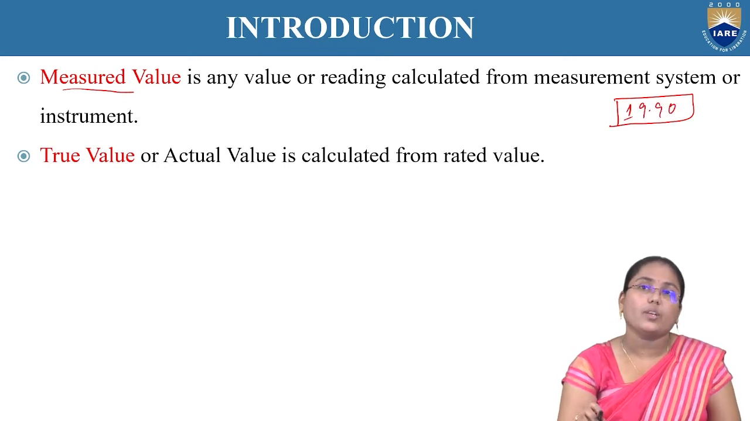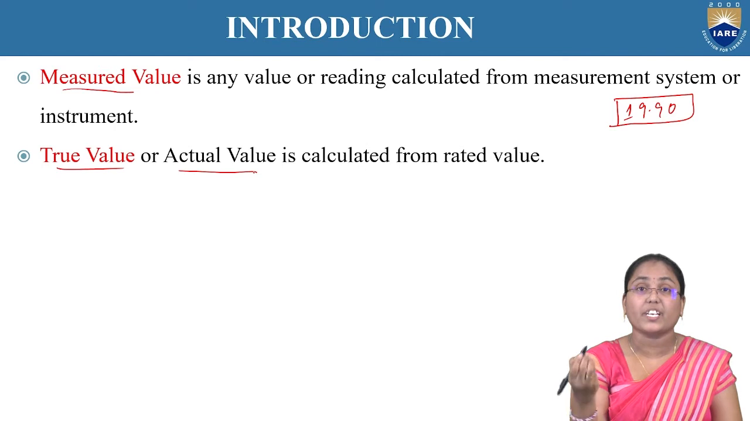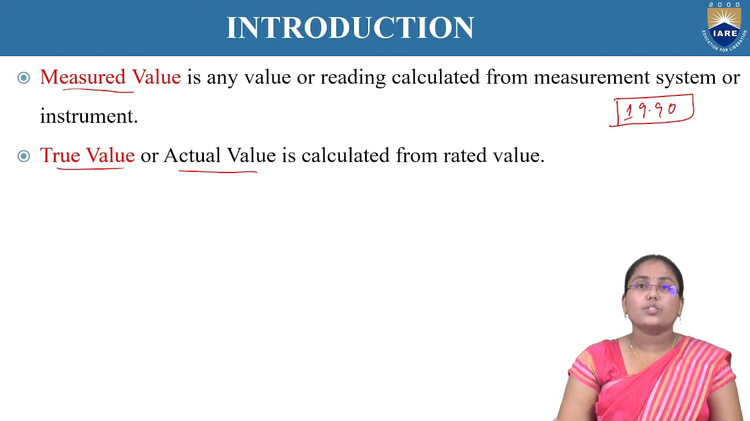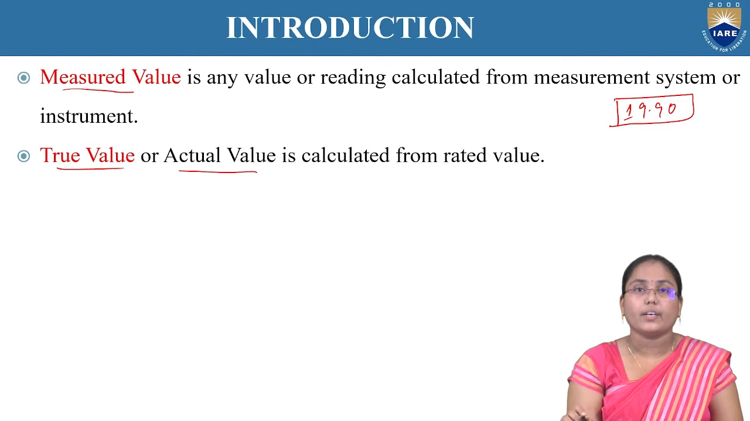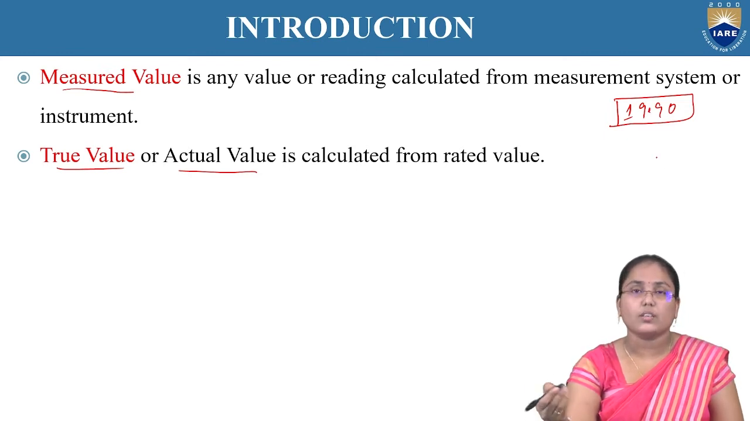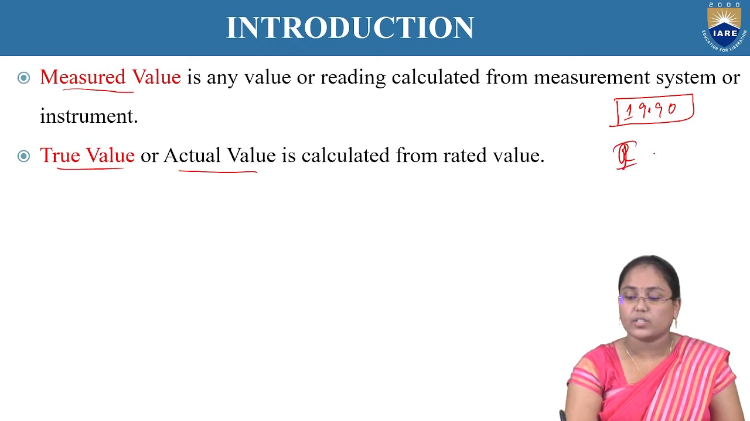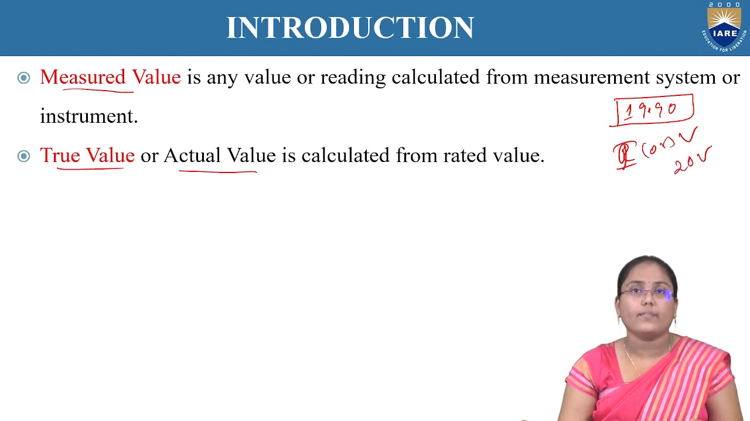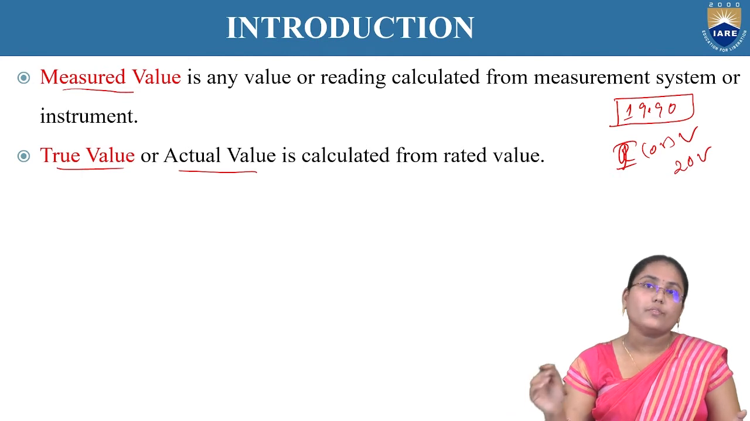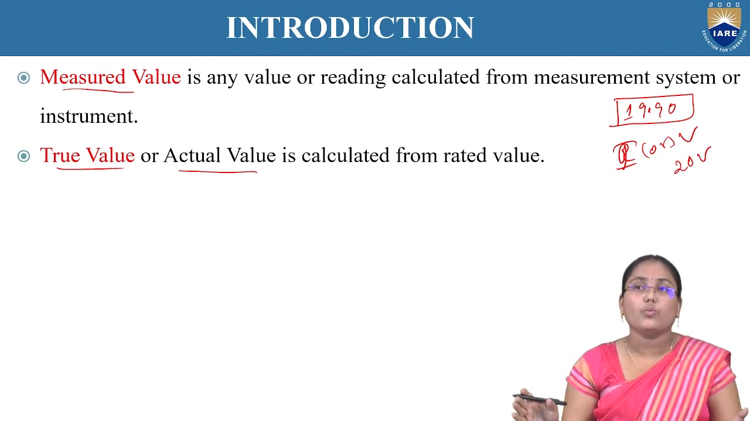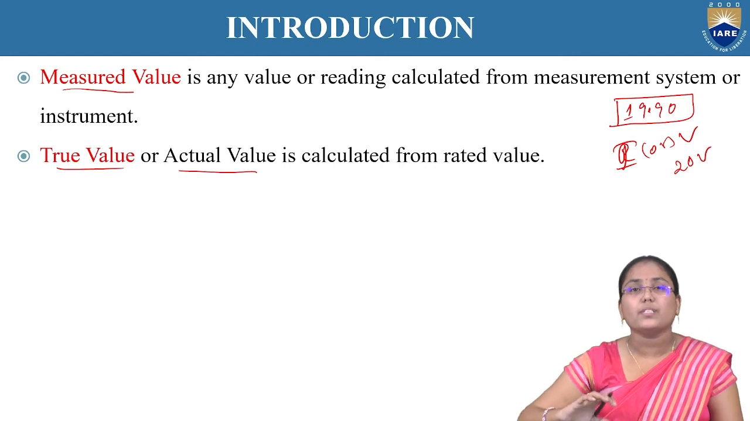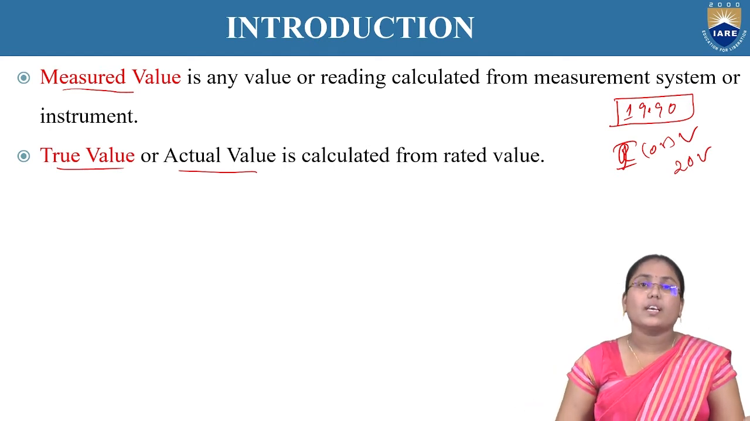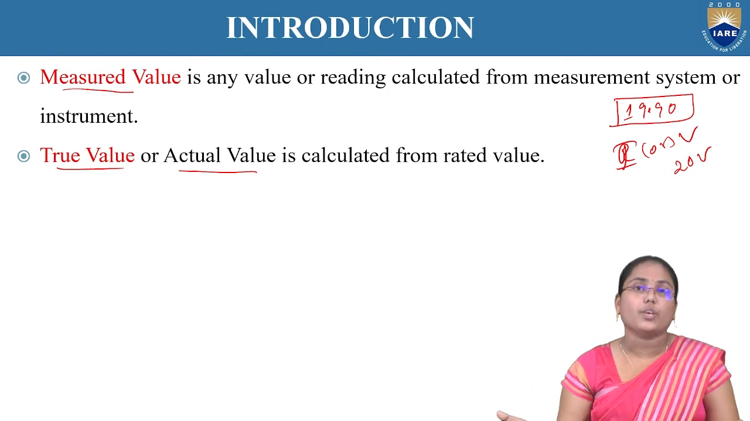The next one is the true value or actual value, which is calculated from the rated value. We can also call it the expected value. So a true value or actual value is basically the rated value, which I have calculated theoretically. For example, for resistance, current or voltage, it can be something like 20 volts, a theoretical value. Whenever we measure something, the true value and the measured value won't be the same. There will definitely be some deviation because of the circuitry we design, or because of the different components we are using in the circuit.